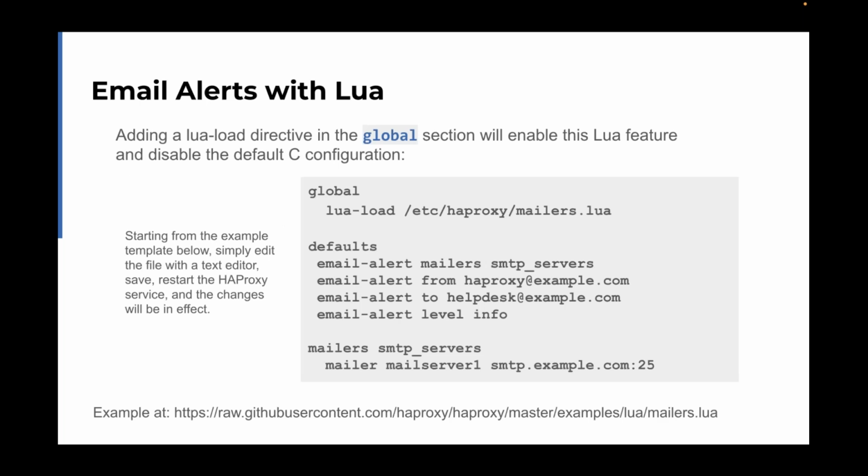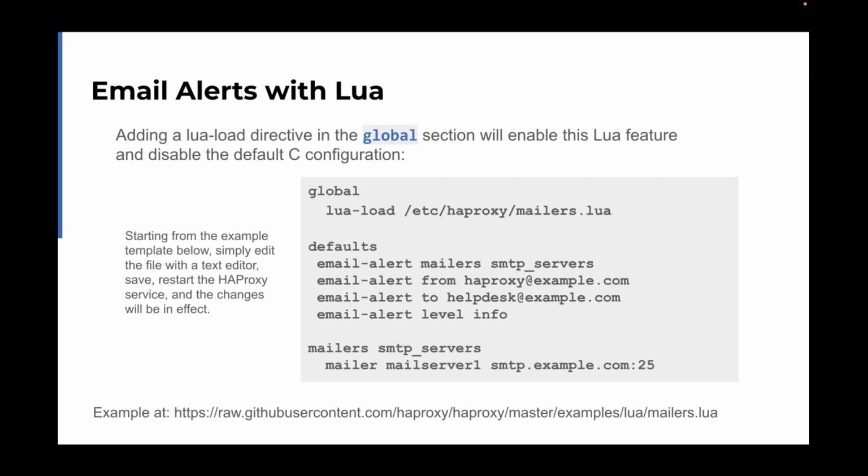The syntax for configuring email alerts is staying the same as in 2.8, but the underlying implementation previously as C code is now duplicated as a Lua module. So it's as simple as adding a Lua directive in the global section, and this will disable the default C configuration. You can download the Lua link at the bottom of the slide. It's also in our blog post where we announced 2.8.